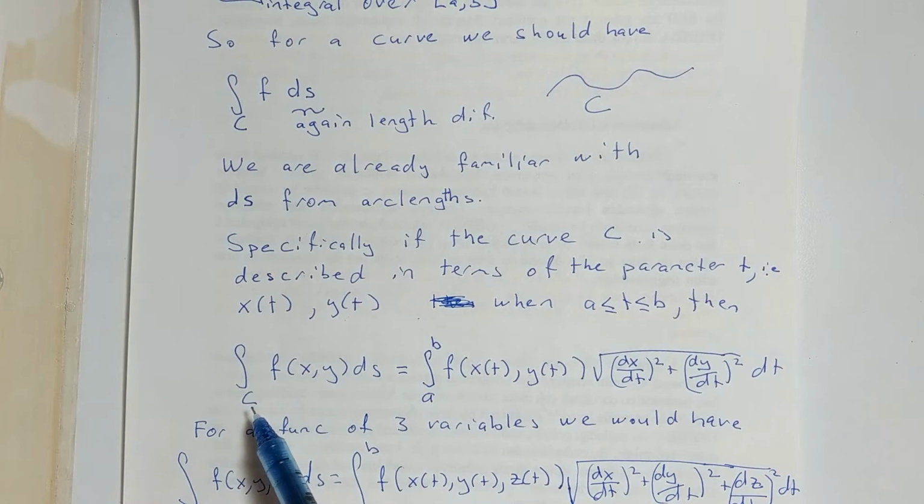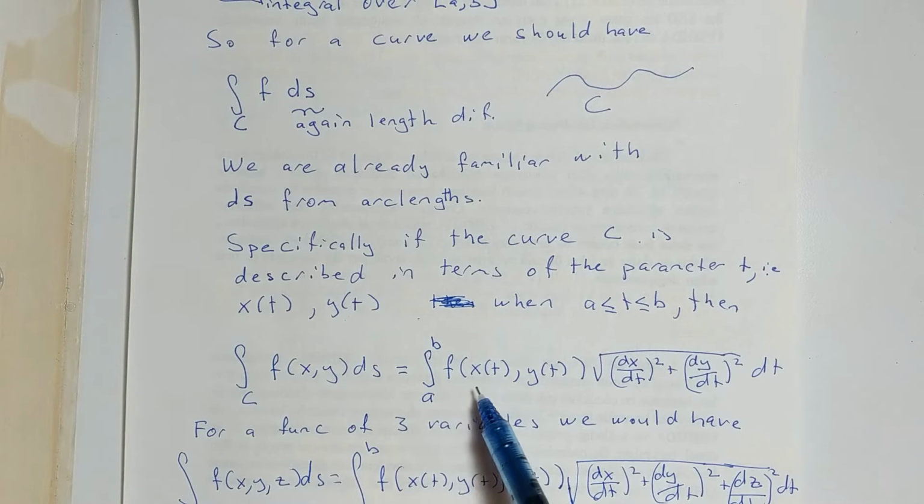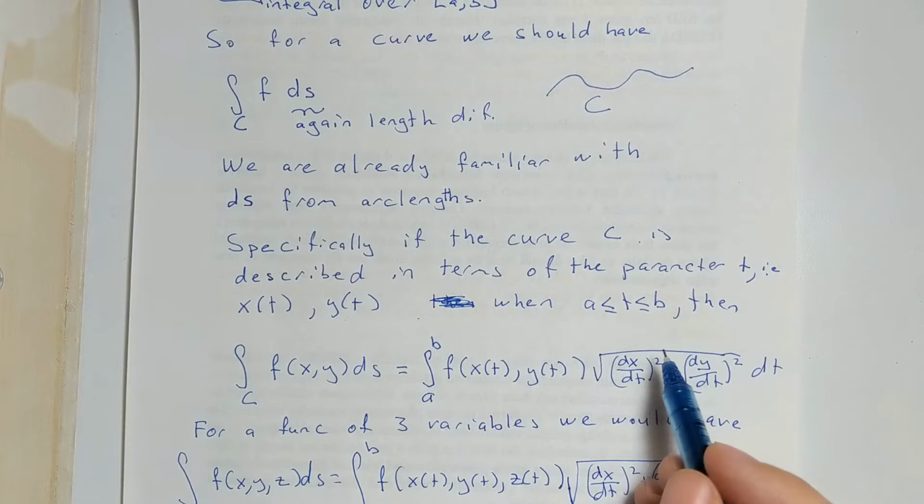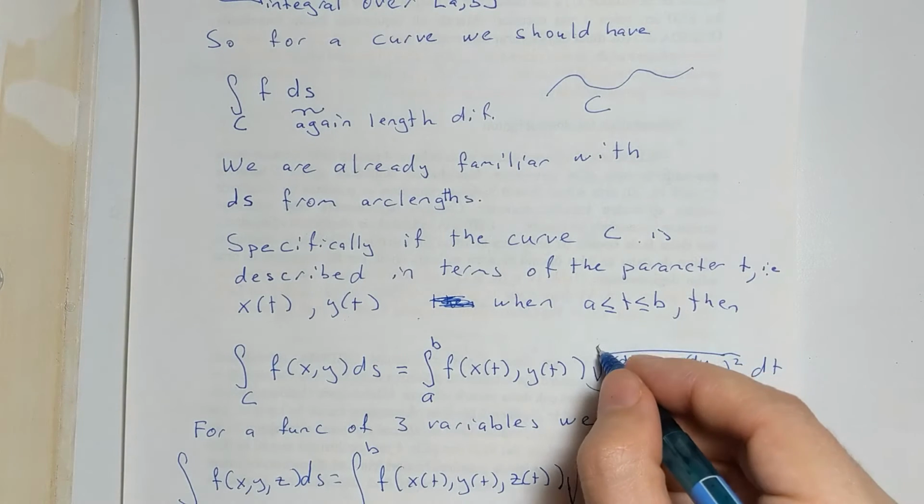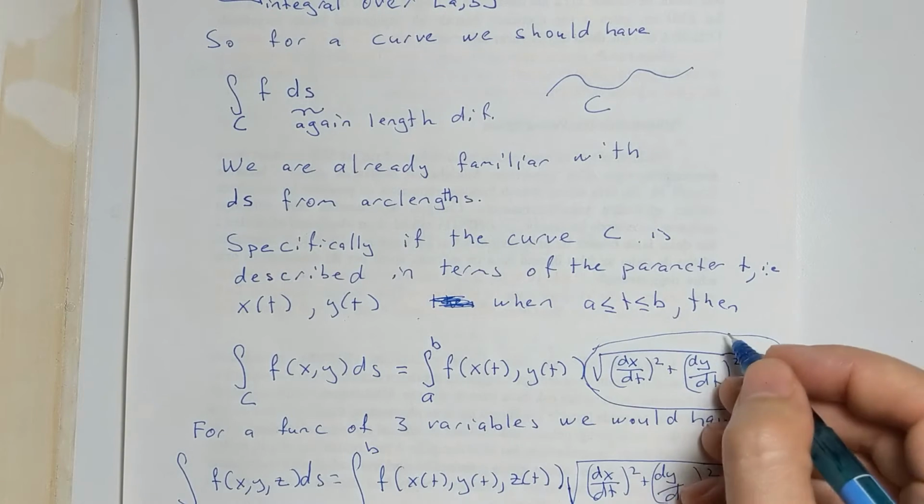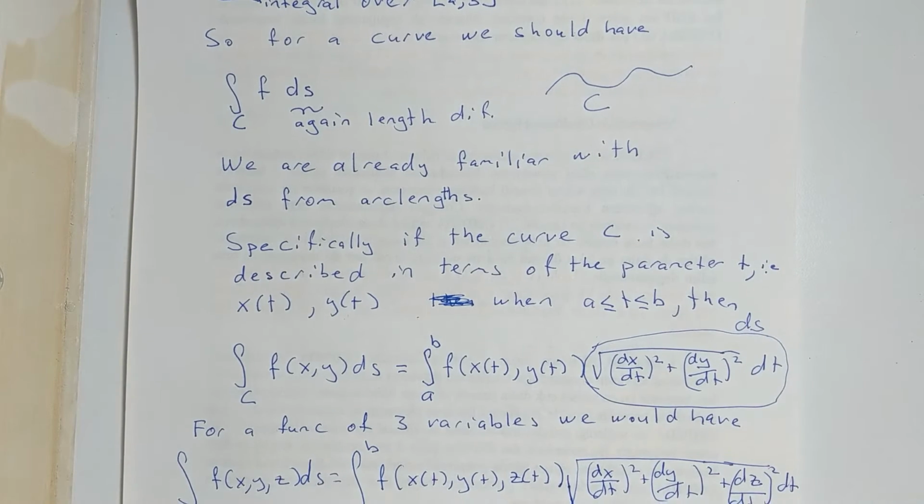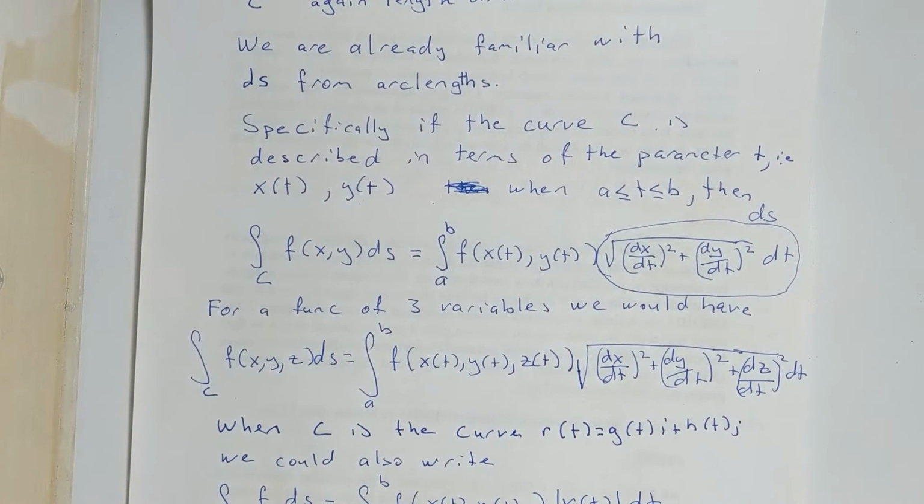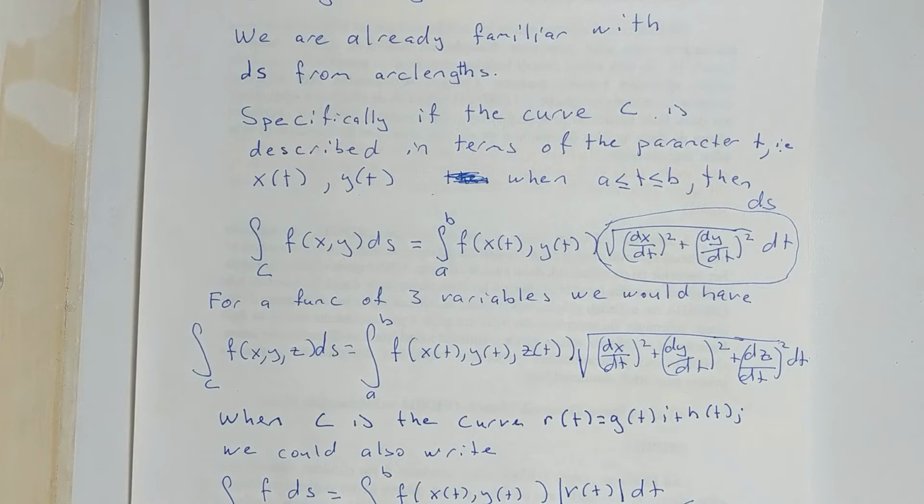Then integrating over the curve with respect to ds would be from a to b, and instead of f of x, y, I would plug in x of t, y of t, which I get from the curve, and then ds, this piece here, is the square root of dx dt squared plus dy dt squared, dt. Remember, this was ds. This was what we saw from arc lengths, okay? The proof is not that bad. You're trying to approximate the arc lengths using line segments. It's going to be in every calculus book. Again, hopefully one day I'll put a video up showing that also.